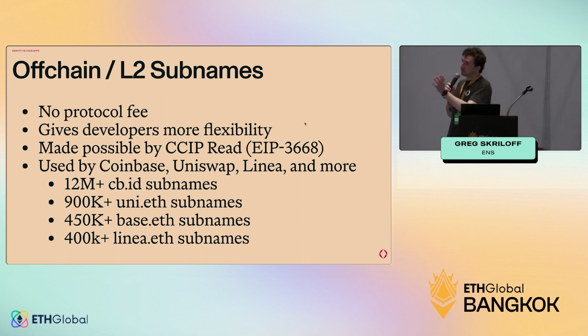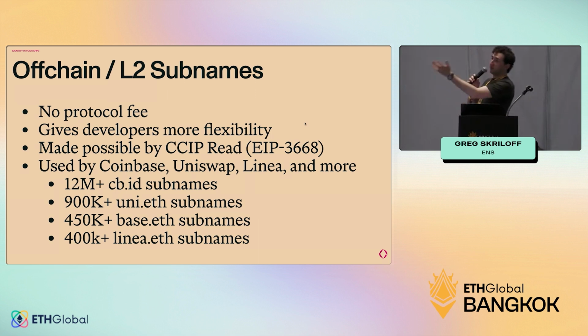And I'll explain more about this in a second, but subnames are the idea of having sub.name.eth, similar to how you can in the DNS world. And if you do this, again with .eth or DNS, there is no protocol fee. Developers have ultimate flexibility to build what they want. And this is made possible by a spec called CCIP read or ERC 3668, which I'll show you a fun diagram for in a second. But this is used by Coinbase, Uniswap, Linea, and more out in production.